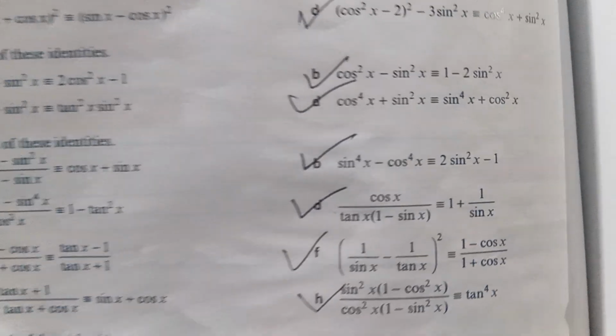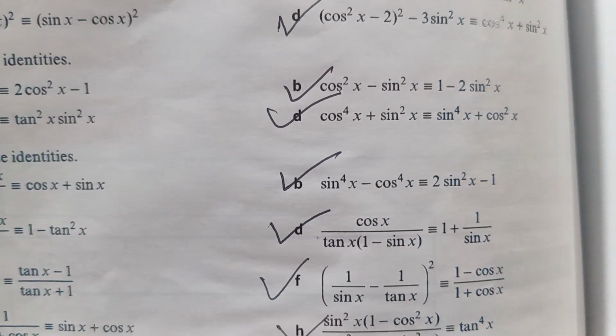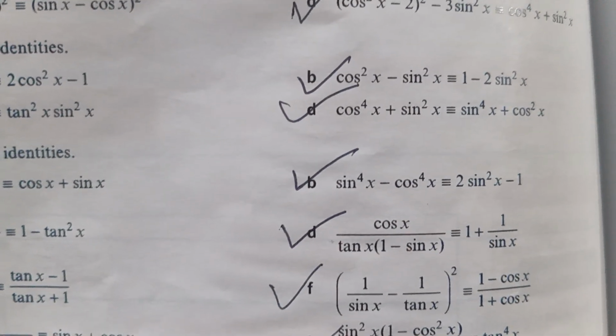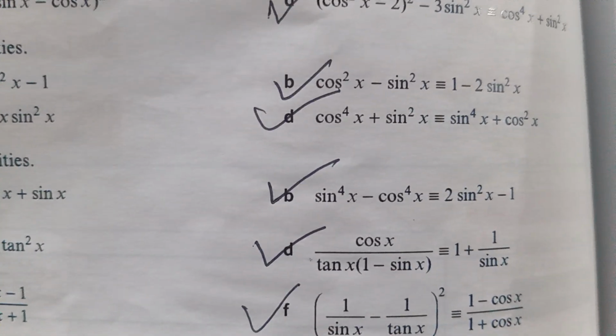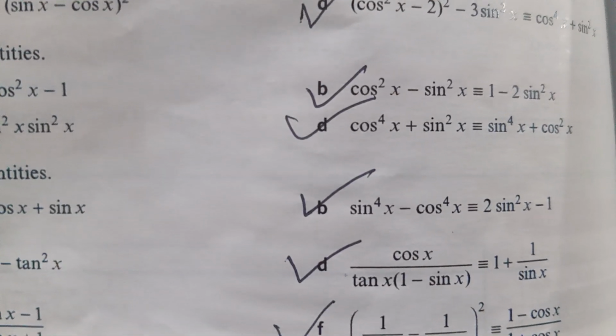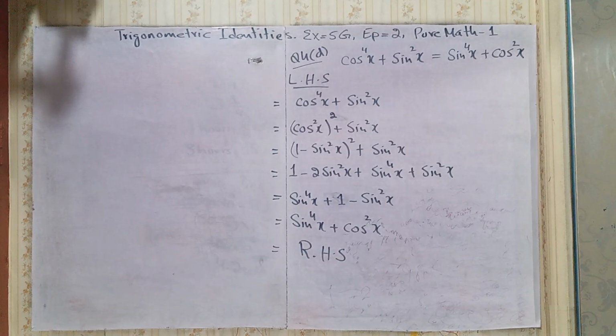So my dear students, now we are going to work on question number 4 and its D part. The statement is showing up in front of you. Cos raised to power 4x plus sine square x is equal to sine raised to power 4x plus cos square x. So we have to prove this. Okay, so what I will do, I will consider its left hand side.